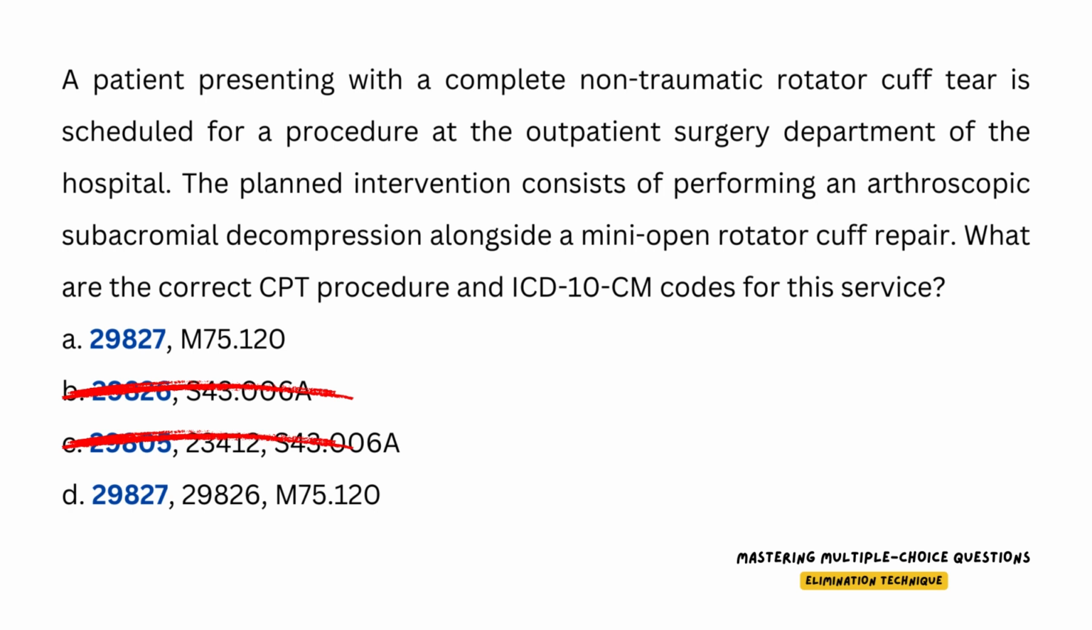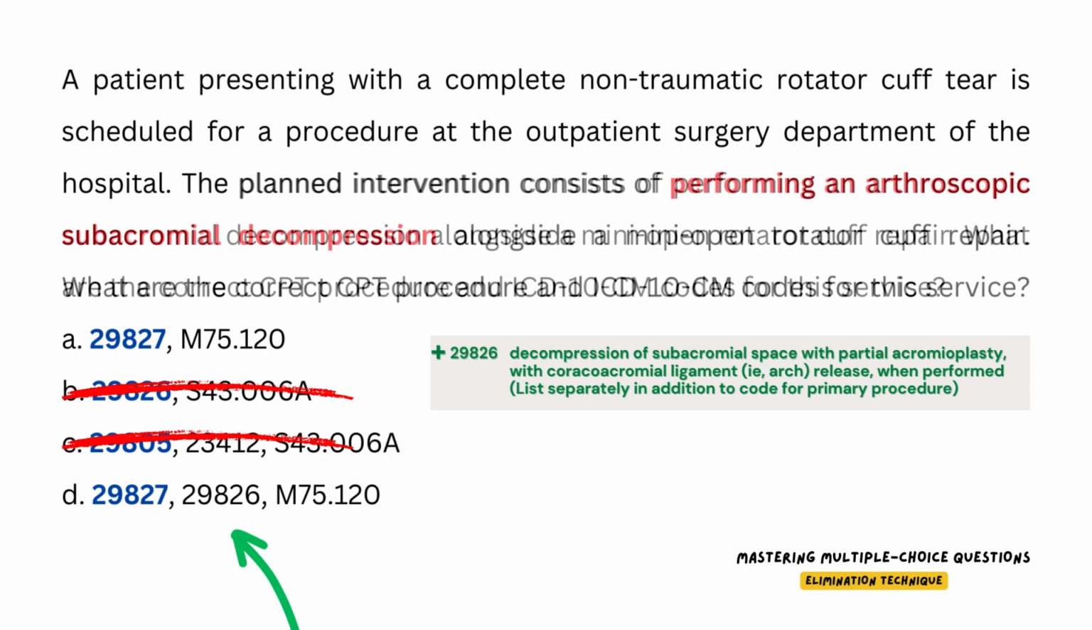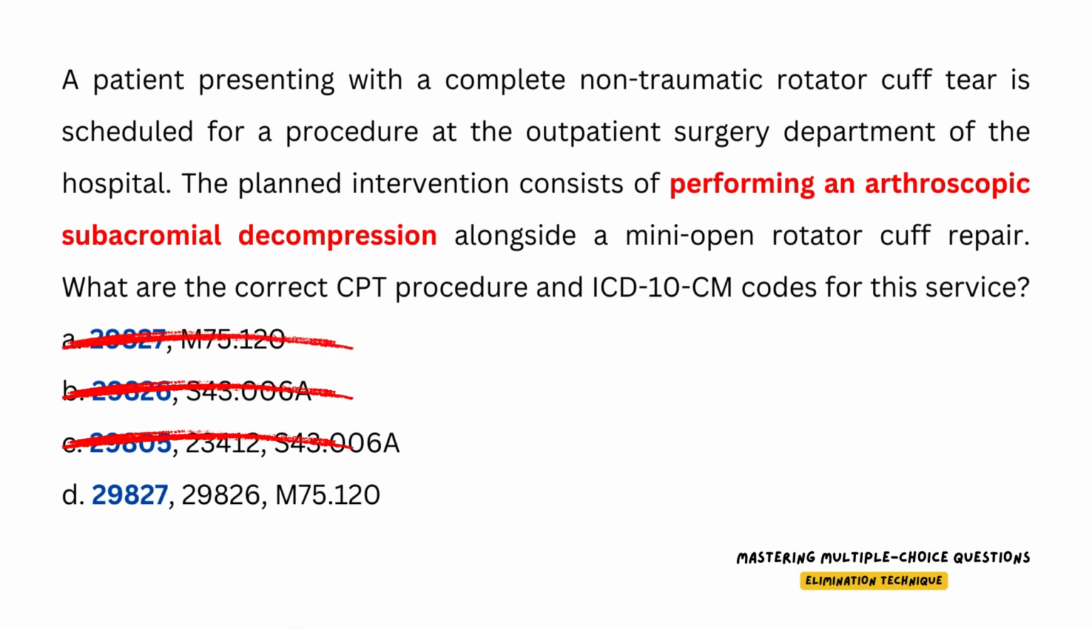With only 2 letter choices left, it is for certain that the first listed code is 29827. Our attention is now drawn as to whether 29826 would need to be reported or not. As mentioned earlier, 29826 represents arthroscopic subacromial decompression. Since this service is documented to have been performed during the encounter, 29826 can be reported in addition to 29827. Last to be eliminated is letter choice A.